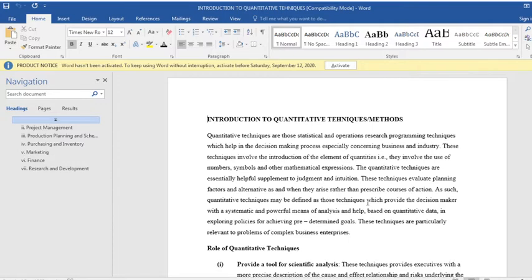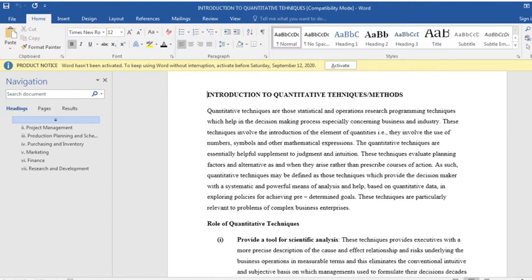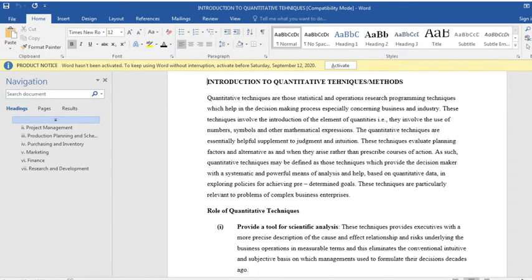Quantitative technique provides the decision maker with a systematic and powerful means of analysis, based on quantitative data, in exploring policies for achieving predetermined goals. It is one of the tools used by managers when they are about to make decisions, so that they can know all the options at their disposal and which one is the best through the mathematical aspect.